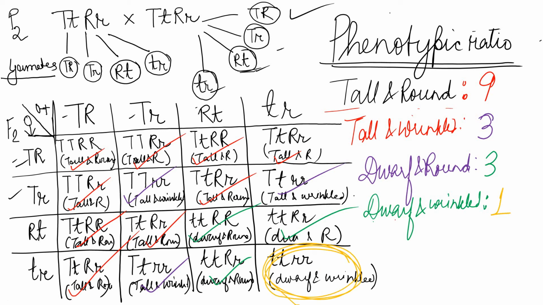1. So the phenotypic ratio is 9:3:3:1. As per your syllabus, no need to study about the genotypic ratio, but if you want to know, let's go to the next slide.